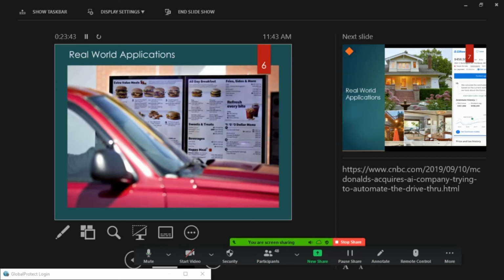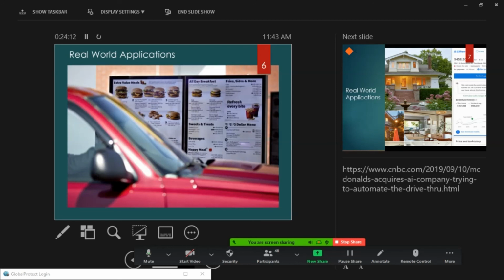So McD invested in and acquired an AI company, trying to automate the drive-through, basically. If your dad is driving through, or your mom is driving through, the intention is to personalize depending on who is pulling over. So if the system knows I'm a vegetarian or I don't eat meat, it's not going to even promote anything on the double cheeseburger or the beef patty or whatever it is.